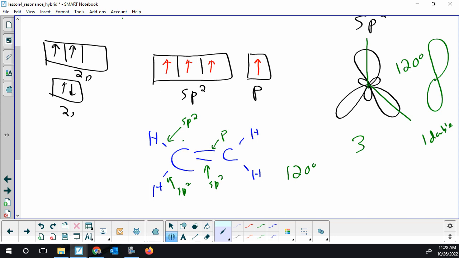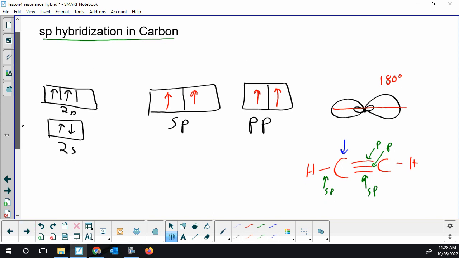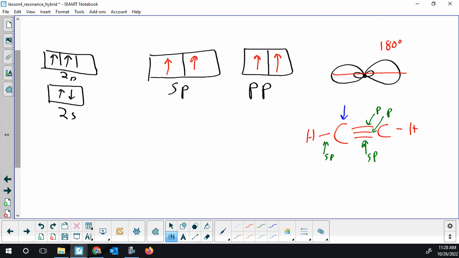And then last, we get to where we finished off: sp hybridization with 2 p's left over, and we get that 180. We get a straight molecule. So that's hybridization in carbon or hybridization in any molecule. I did that with ammonia, NH3, with the lone pair. It applies there. It allows us to predict any bond angle.